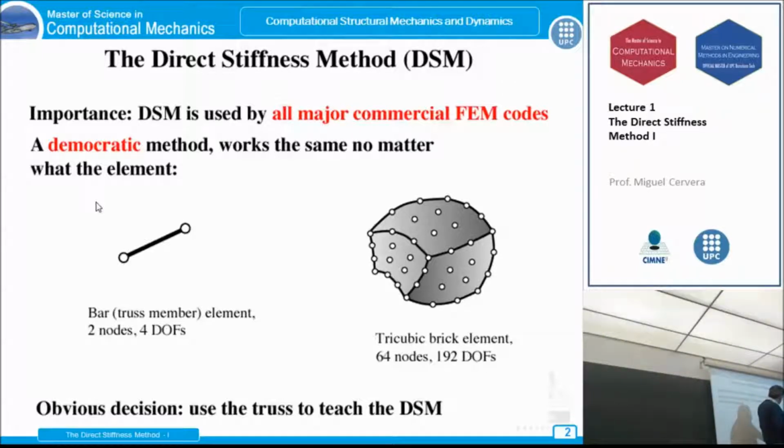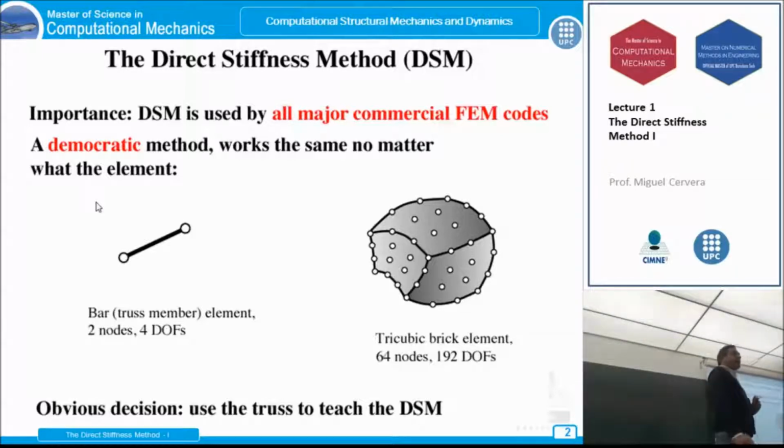Elements like this. This is a tricubic brick element in 3D, so it has 8, 16, 16, 16, and 16, that's 64 nodes, and each node has 3 degrees of freedom, 3 translations, so this means that this brick has 192 degrees of freedom, okay?